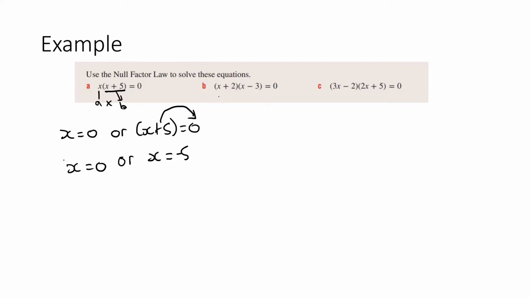Second one, you have two of them. So you can have x plus 2 making 0 or x minus 3 making 0. So then you just move it to the other side. Instead of a plus 2, you have a minus 2. Instead of a minus 3, you have a plus 3.